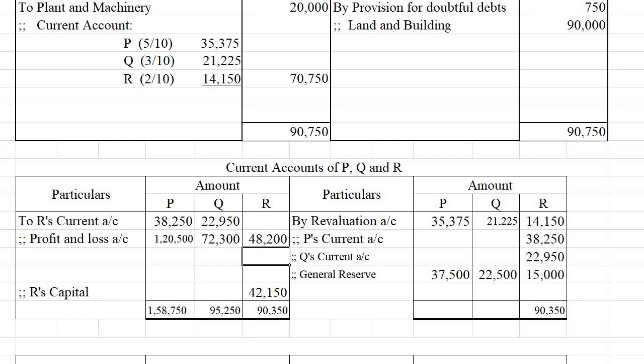Then now R's balance we have got. Then let us write the balance for P and Q. It will be their balance, total amount will be transferred to their credit side, and we can write the balance here for P and Q. 85,875 for P and for Q 51,525. Okay. So this is the condition of their current account.